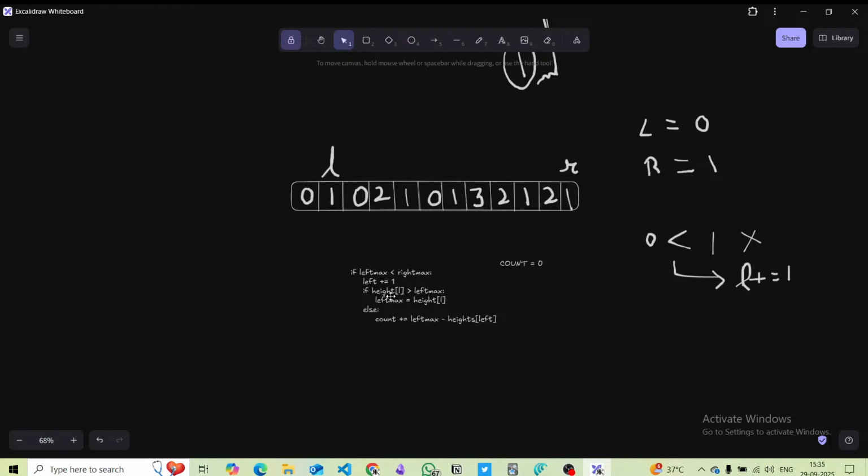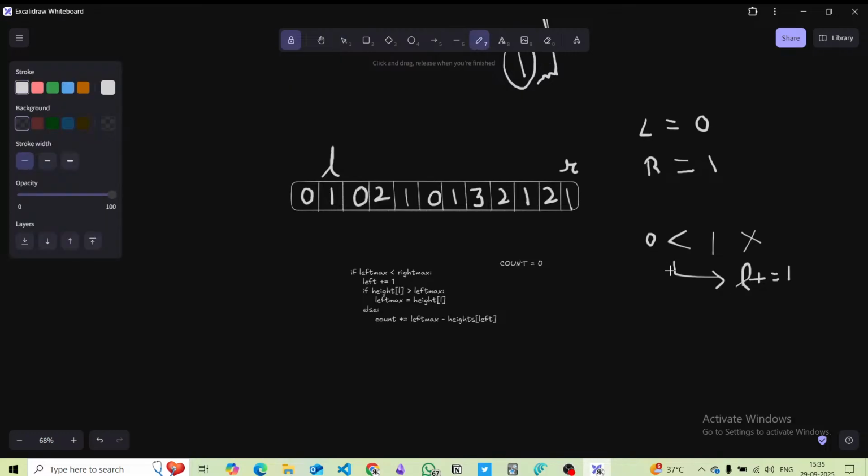Okay. Now, if the height of L means this one, so now the another condition is if the height of L, here 1, is greater than the left max 0, right? Now we need to check whether the 1 is greater than... yes. So we just update the left max. The left max is equal to 1.